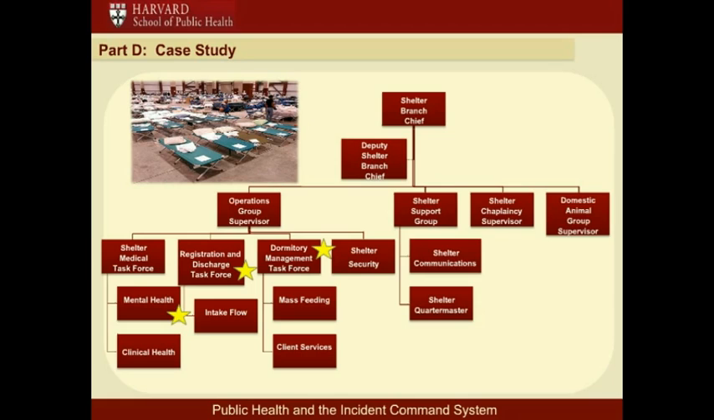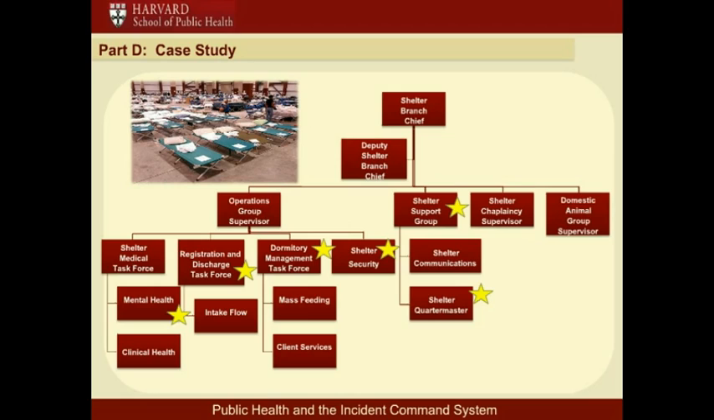Of course, you have a security operation, usually run by a police officer or another member of law enforcement to provide that additional presence in the operation. You have a shelter support group supporting the operations of the shelter with communications, and a quartermaster to hand out equipment and manage the flow of resources into and out of the shelter operation.